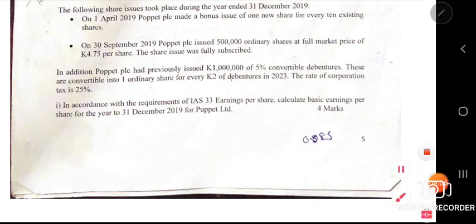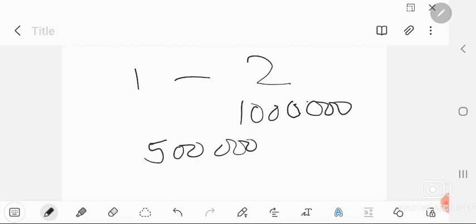So 1 for every 2 held. Meaning 1 for every 2 debentures held. That was 1 million. So when you do that, you get 500,000 convertible shares. That's what you're going to be using, 500,000 shares. Those will be your additional shares that you'll be using.